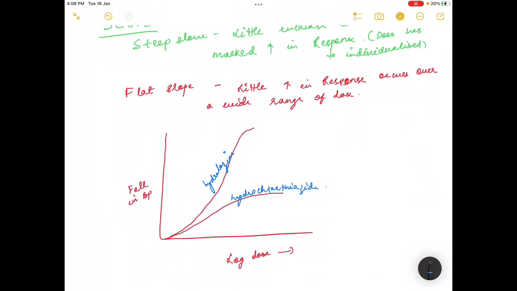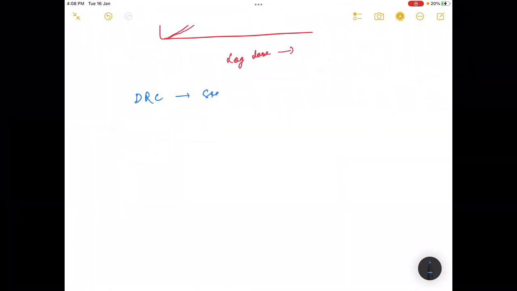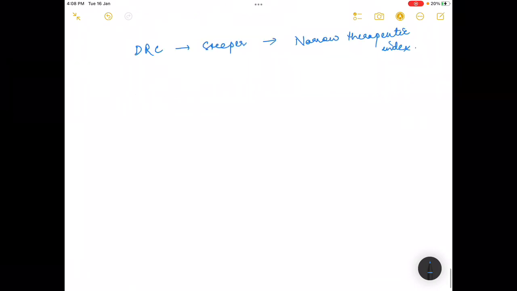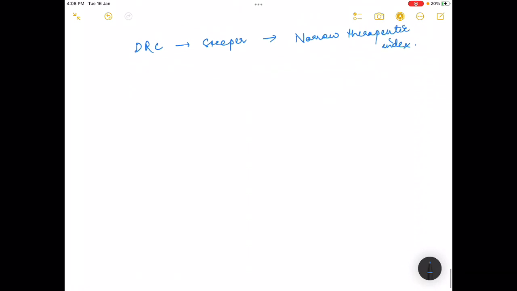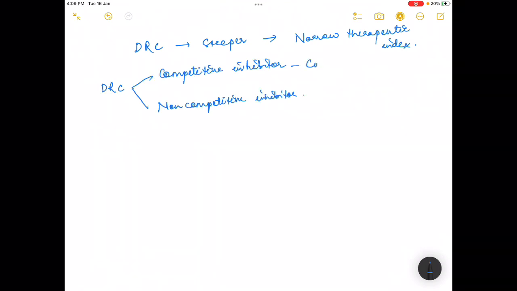And the DRC which is steeper have narrow therapeutic index. Now DRC can also be utilized to know whether a drug is a competitive inhibitor or non-competitive inhibitor. In case of competitive inhibitor, the curve will shift to the right. I am marking this as 1.